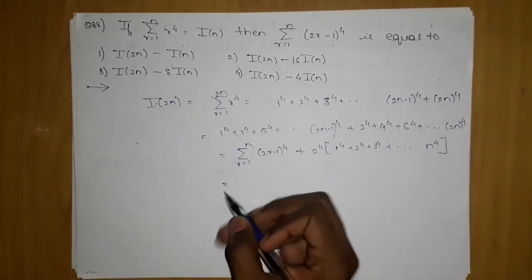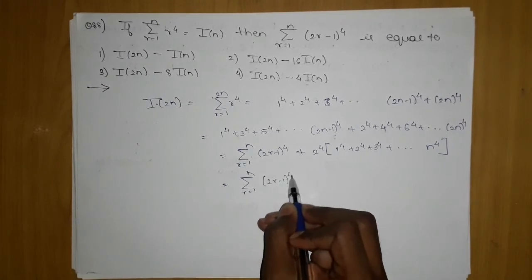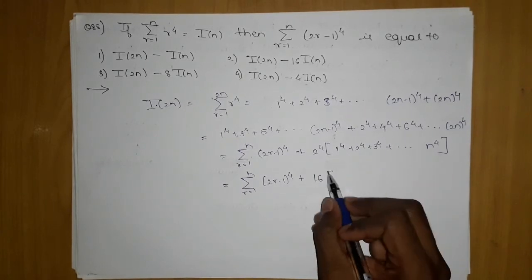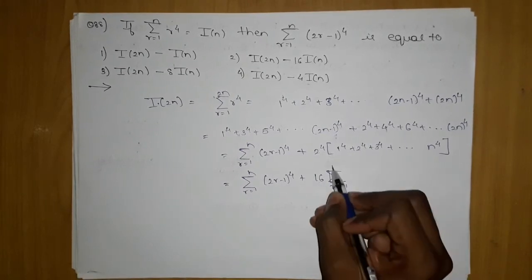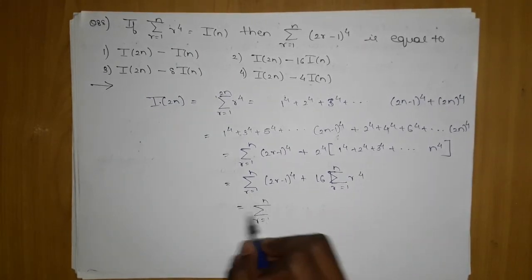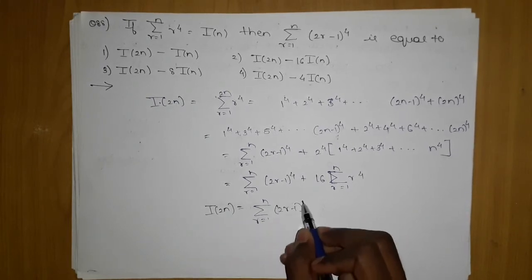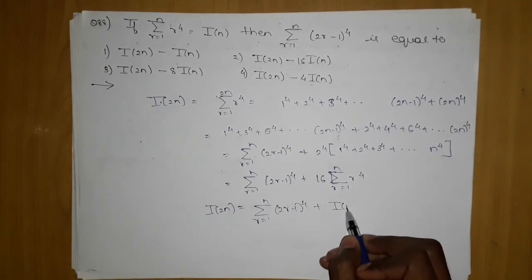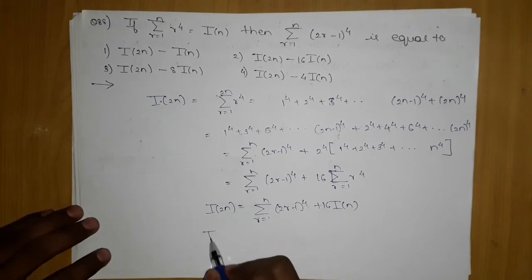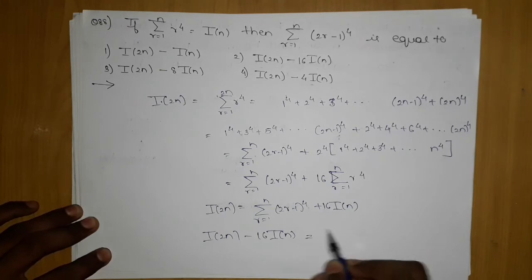Fine. Now after this you can do one thing. The summation r equals 1 to n of (2r minus 1) power 4, and this is 16 times the summation r equals 1 to n of r power 4. This was our I to 2n. So the required value is I to 2n minus 16 times I n, which is our answer.